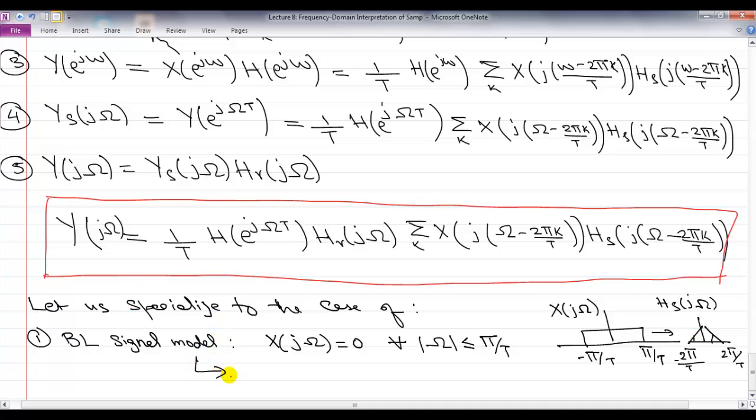So this automatically implies, for the band-limited signal model, that Hs(j omega), without loss of generality, I can assume is equal to 0 for all omega greater than or equal to pi by T. I made a typo here. It shouldn't be less than or equal to pi by T. It should be greater than or equal to pi by T.